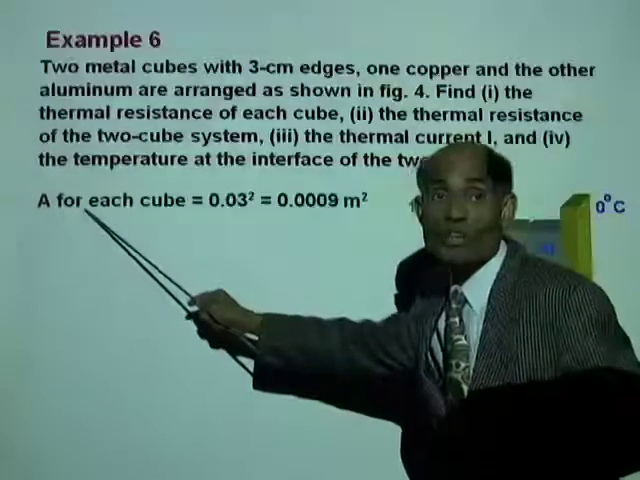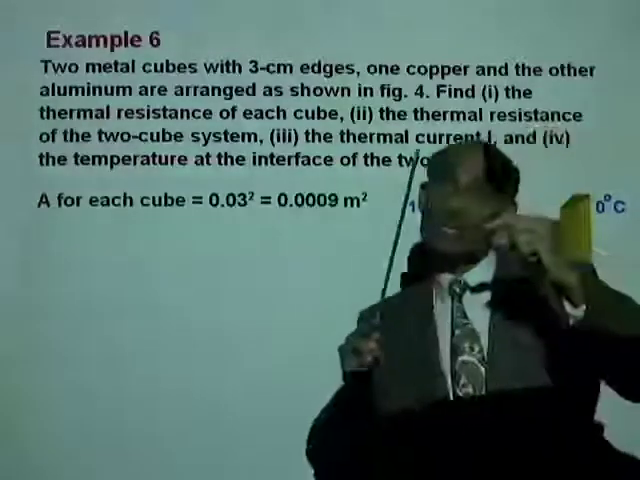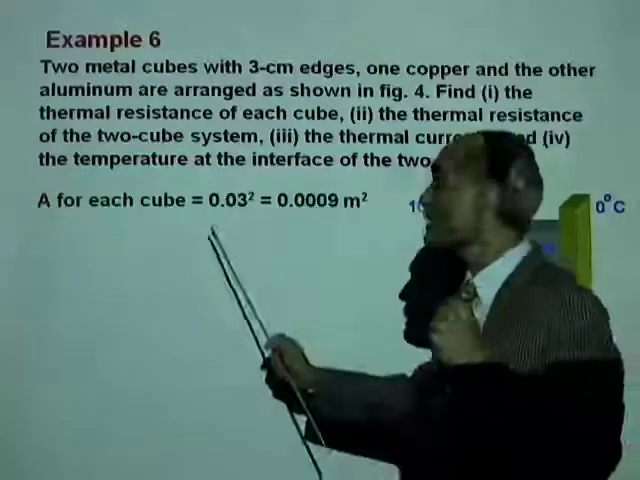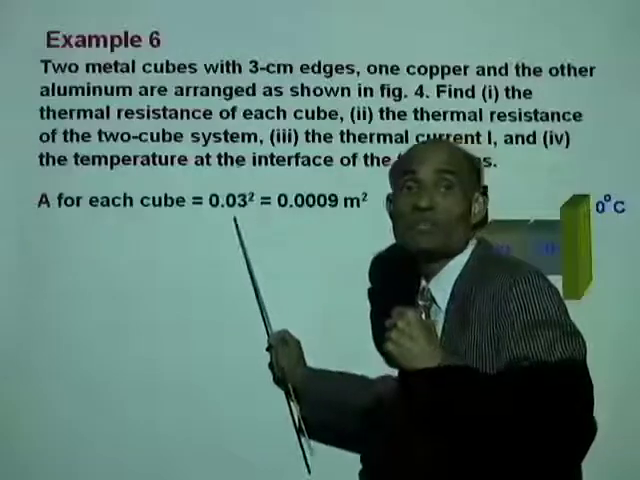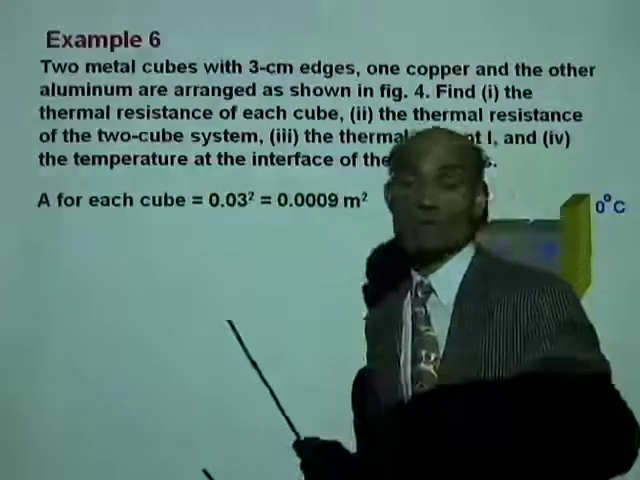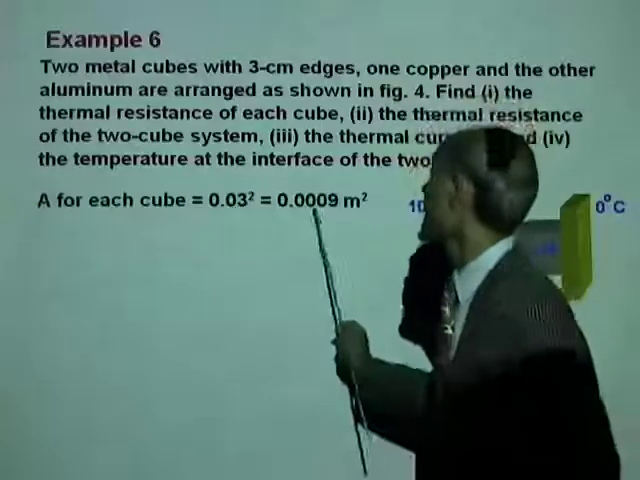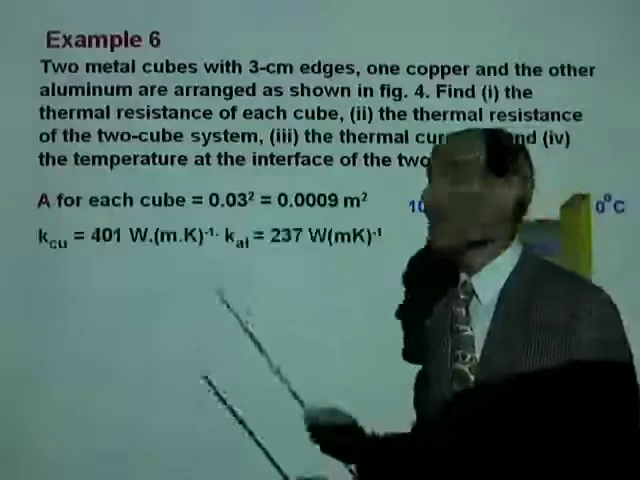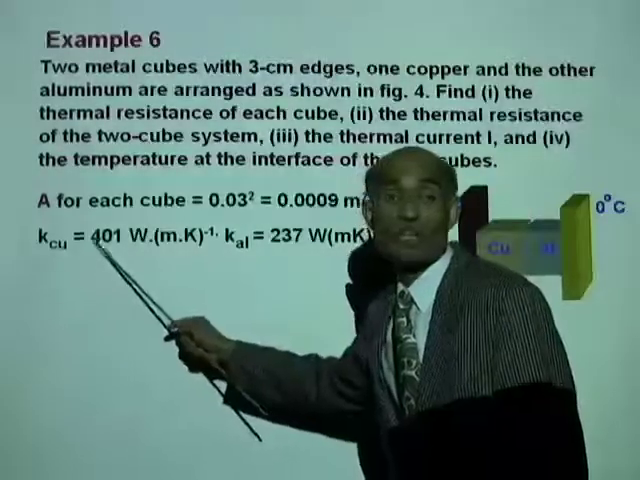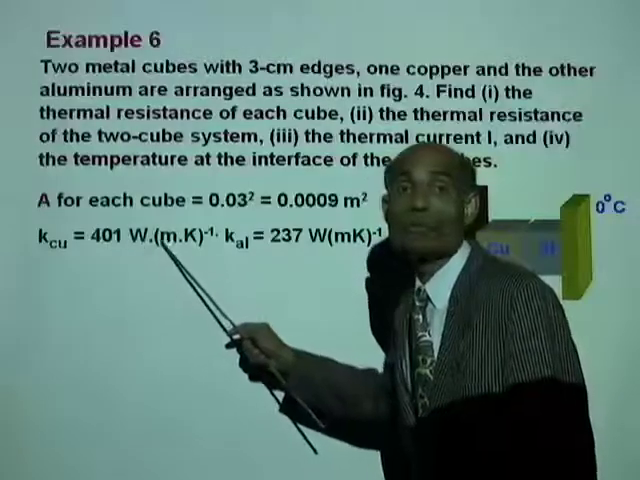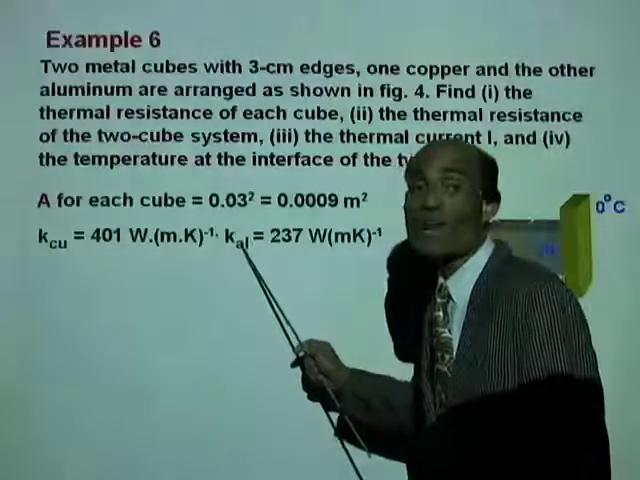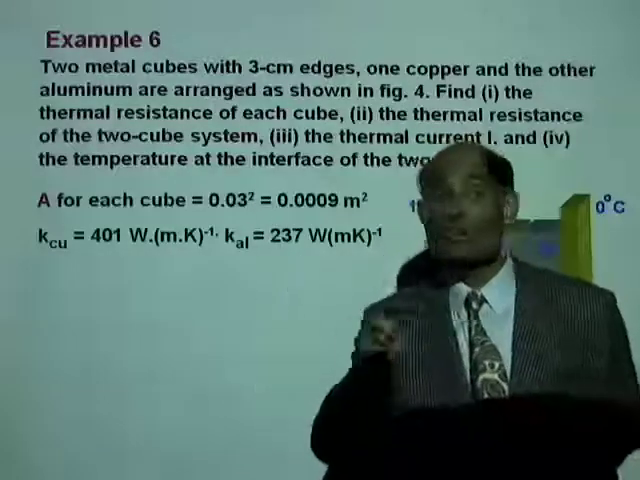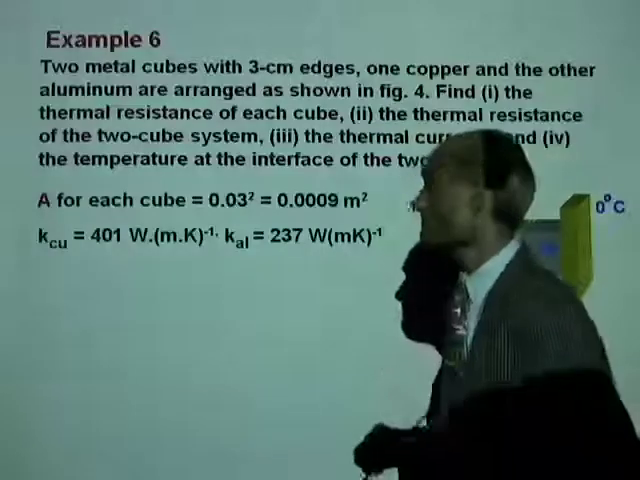The area of cross-section for each cube. A cube means length and width and height are all the same. So what is the area of cross-section? It is 0.03 squared, which is 0.0009 meters squared. That is the area of each cube. And K for copper is 401 watt per meter Kelvin. And K for aluminum is 237 watt per meter Kelvin. Refer to the table that I gave you earlier.